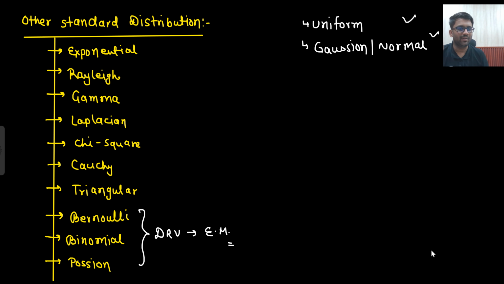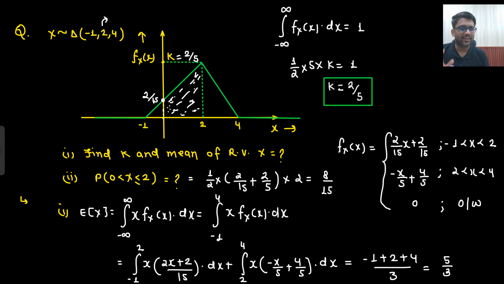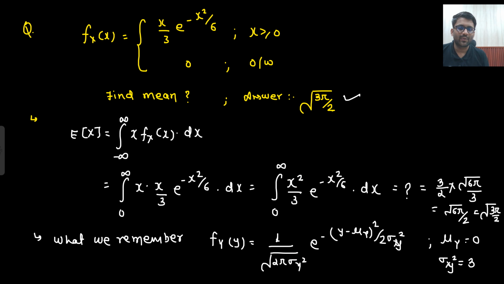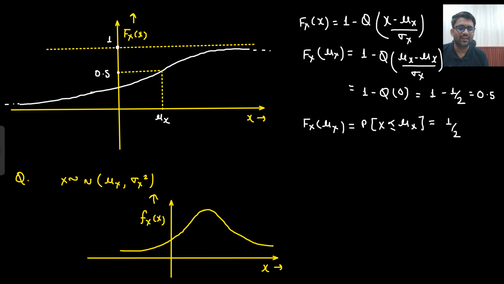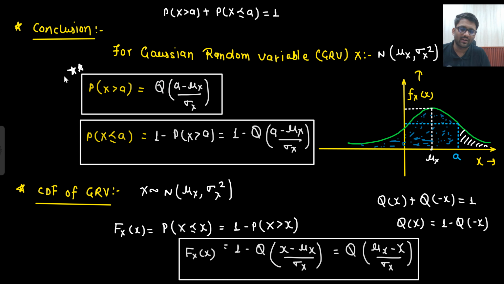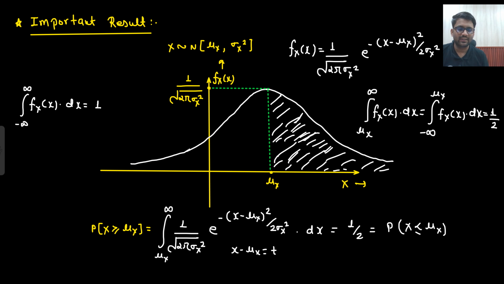So here you don't need to remember any standard results. In this lecture, whatever standard result that I am asking you to remember, that you need to remember. The most important one is probability of x greater than a, that we studied in Gaussian. This is very, very important. Q of (a minus mu x) upon sigma x. So you will draw the graph, a minus mu x upon sigma x. This is what you need to remember. All good, all fine. So yeah, everything is done.